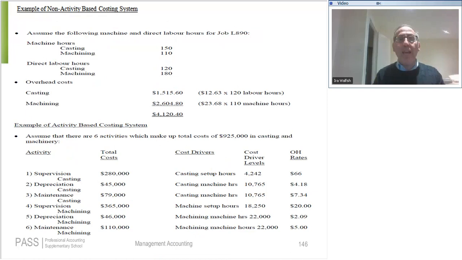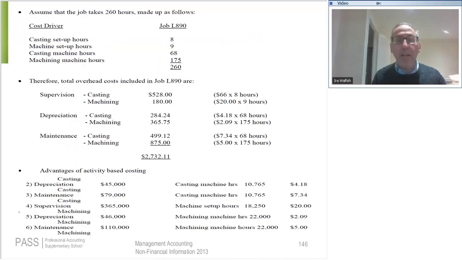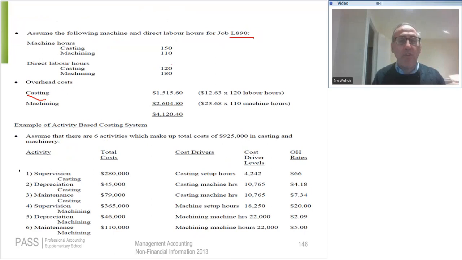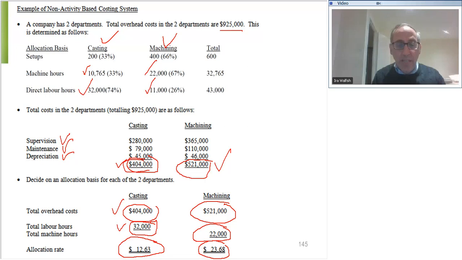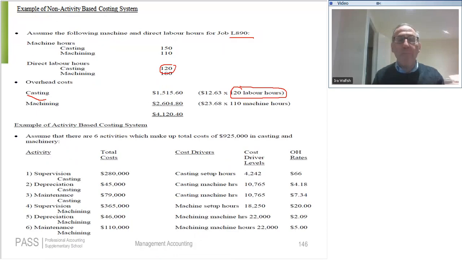So let's say I've got a job, we'll call the job L890. So all I would do is the following. For the casting department, I'm allocating based on labor hours. My labor hours for the casting department was 120. So since this particular job required 120 labor hours in the casting department, I will simply take my rate of 12.63, which is my rate per labor hour, and I will multiply by the number of hours in the casting department required for this job. Every job needs to go through both casting and machining.